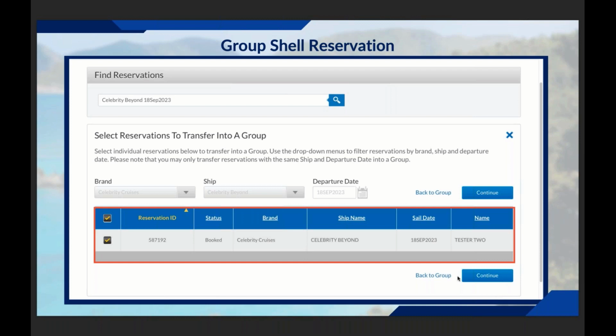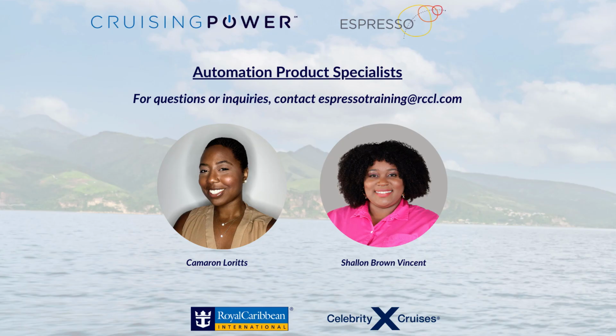It is literally so simple to add in an individual reservation to a group. The process is identical. If you were to retrieve the individual reservation, select Transfer to a Group in the gray bar, you'll be able to add in the group shell number and click Continue. And so that is how you transfer an individual reservation into a group shell reservation.